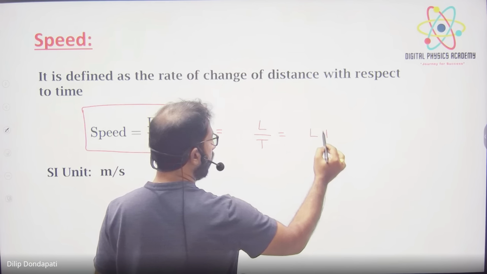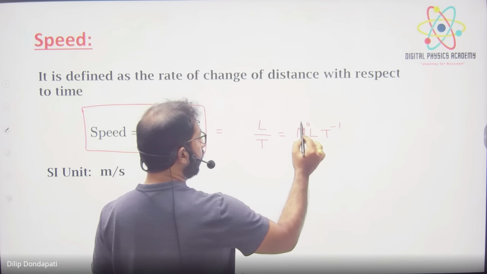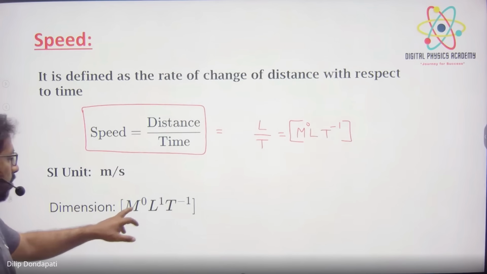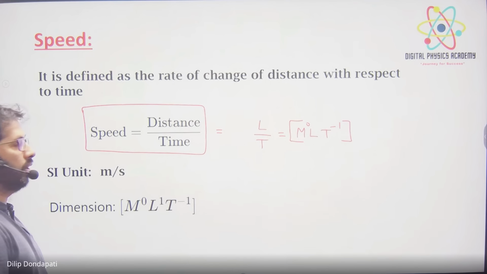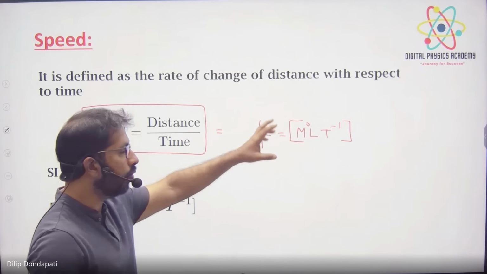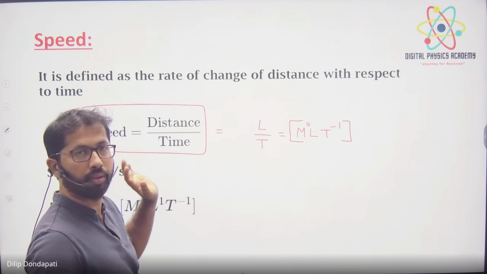So it is L T power minus 1. And M is not there, so M power 0. We put it in a square bracket. These are the dimensions. So M power 0 L T power minus 1 is the formula. No need to memorize anything, only through the formula we have to make this one.